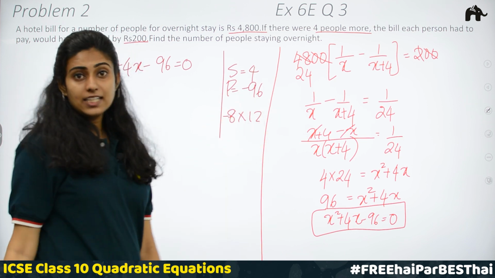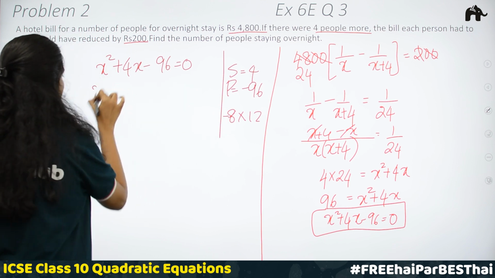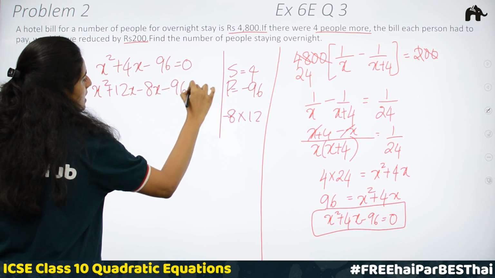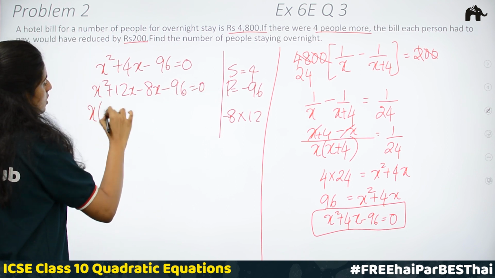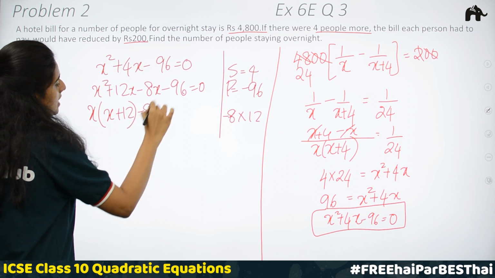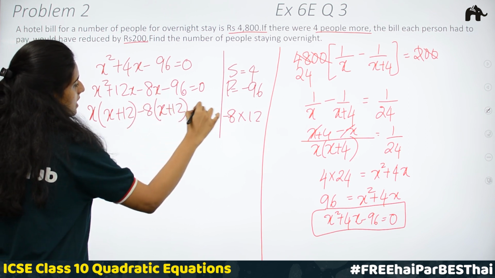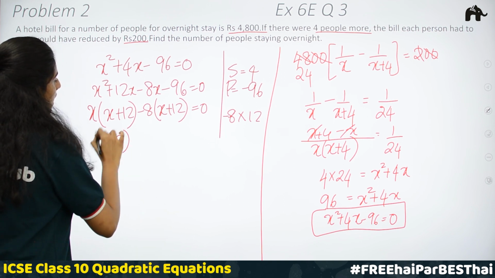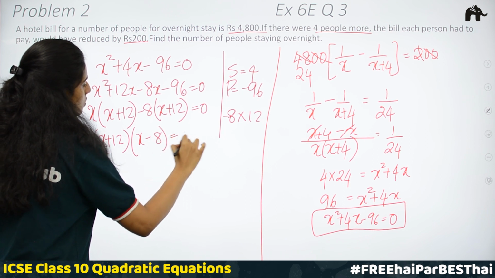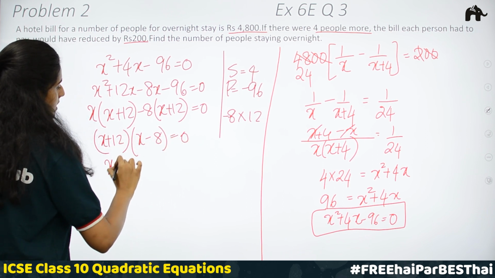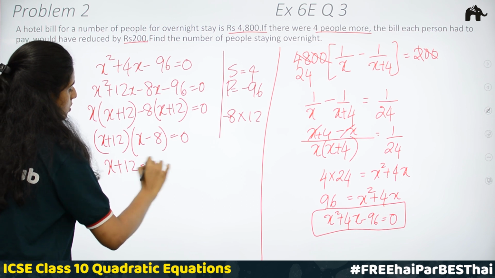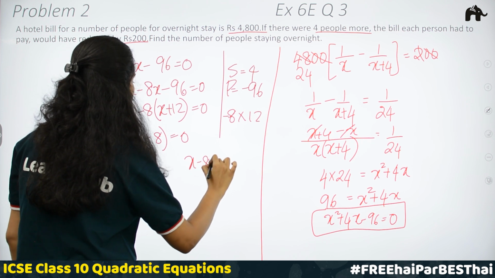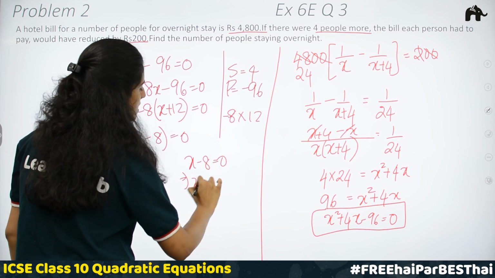We know how to take the factors, right? Okay. Splitting the middle term, x square plus 12x minus 8x minus 96 is equal to 0. x into x plus 12 minus 8 into x plus 12 is equal to 0. x plus 12 is common. x plus 12 into x minus 8 is equal to 0. x plus 12 is equal to 0 implies x is equal to minus 12. x minus 8 is equal to 0 implies x is equal to plus 8.